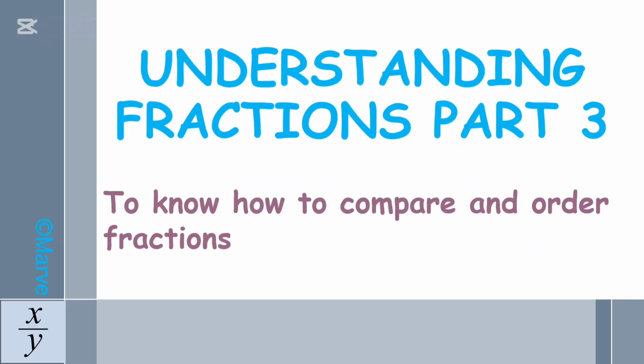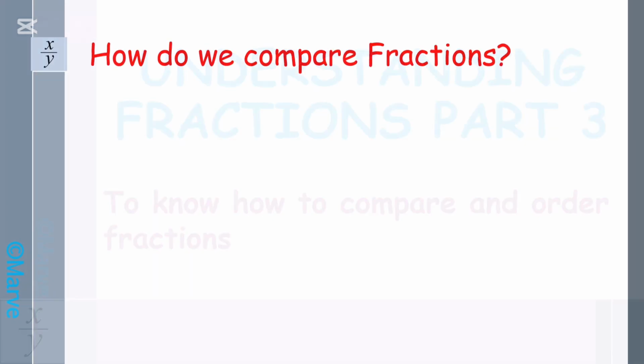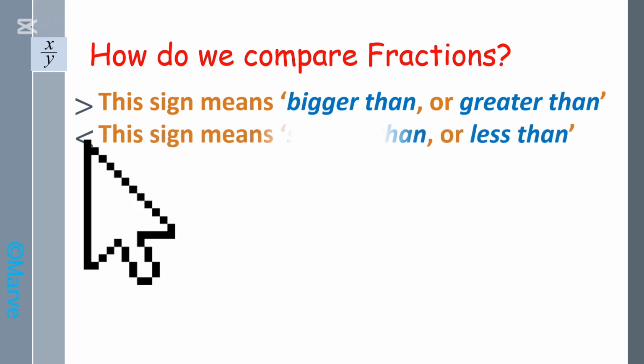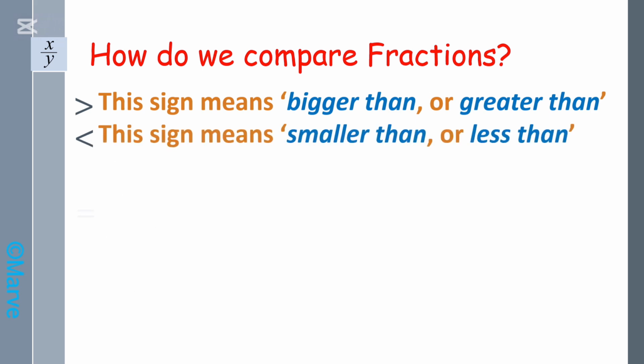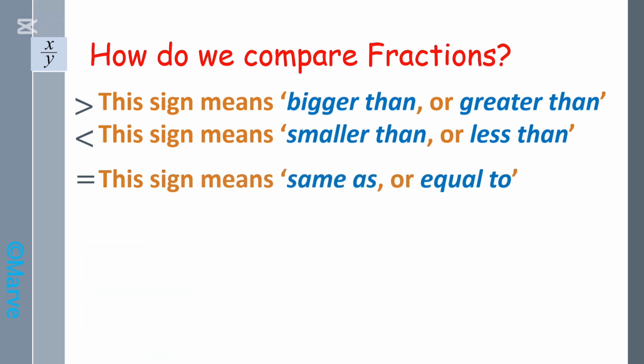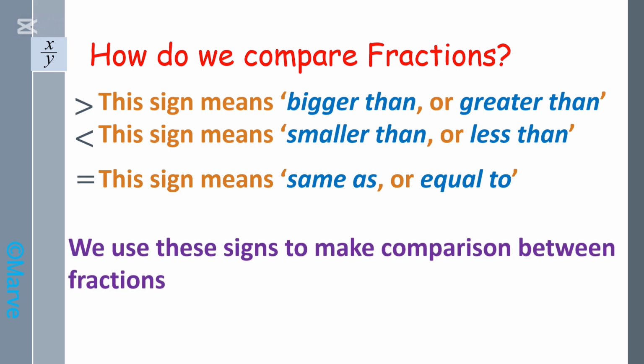So today we're going to know how to compare and order fractions. So let's check how we compare fractions. This sign means bigger than or greater than. We're going to be using these 3 signs. And this one means smaller than or less than. You already know that, right? And this last one means same as or equal to. So note these 3 symbols. We're going to be using them in our comparison. So we use these signs to make comparisons between fractions.